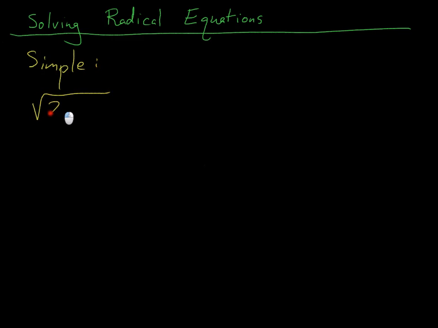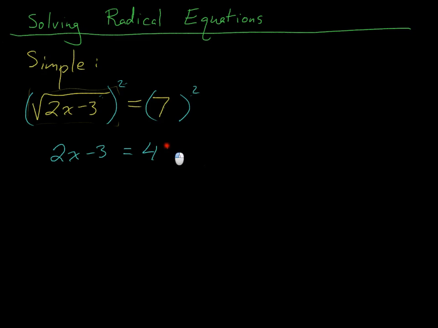Say the square root of 2x minus 3 equals 7. Well, they already did the first step for us. We have one side that has only a square root on it. So the first thing we're going to do is square both sides. The square and the square root cancel out, so this side just turns into 2x minus 3. The other side, 7 squared, is 49. And now we have an equation we already know how to solve.